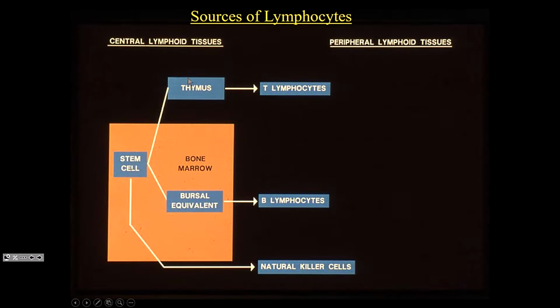And these, both the T cells and the B cells, have as their origin those pluripotential stem cells, remember, from hematopoiesis, that reside in the bone marrow. If those stem cells are going to differentiate into B lymphocytes, that will occur in the bone marrow.